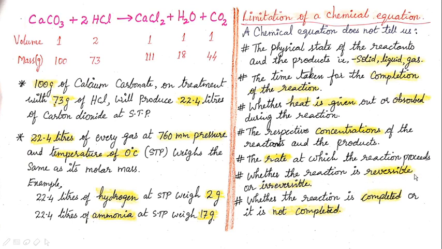Whether the reaction is reversible or irreversible. We cannot see that from the reaction itself. So how can we identify it? Only by the arrow mark, with arrows on opposite sides, can we see whether the reaction is reversible or irreversible. One way arrow mark, irreversible. Two way arrow mark, we can say it is reversible. Only by means of the arrow mark can we see. Otherwise we simply cannot identify whether the reaction is reversible or irreversible.